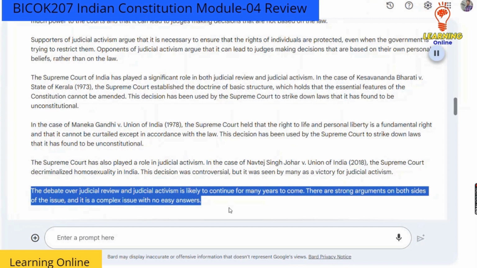The debate over judicial review and judicial activism is likely to continue for many years to come. There are strong arguments on both sides of the issue, and it is a complex issue with no easy answers.